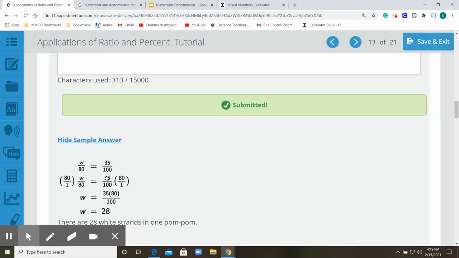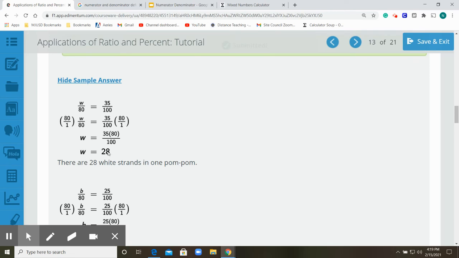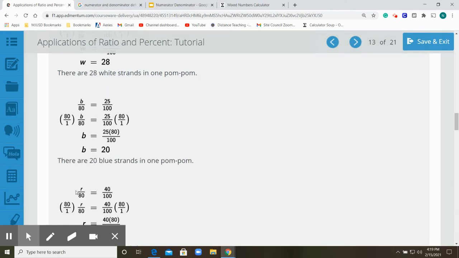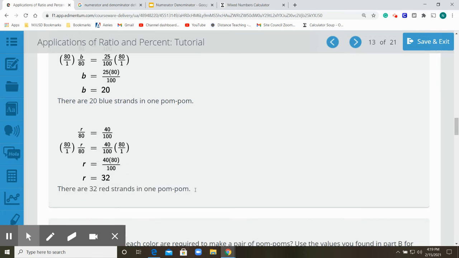Okay, so we can look at the sample answer. White equals 28 strands. There are 20 blue strands in one pom-pom and 32 red strands in one pom-pom.